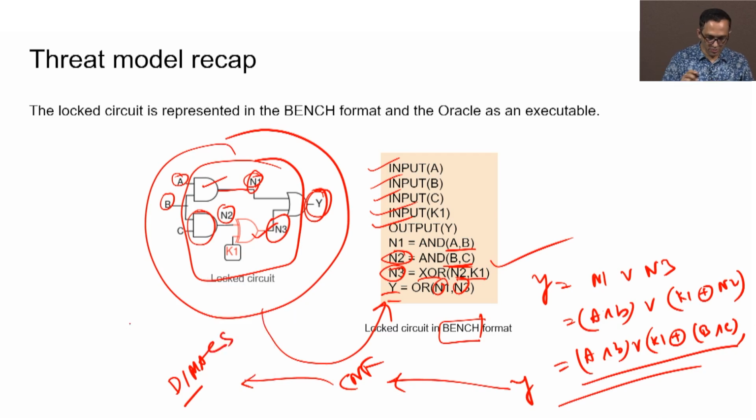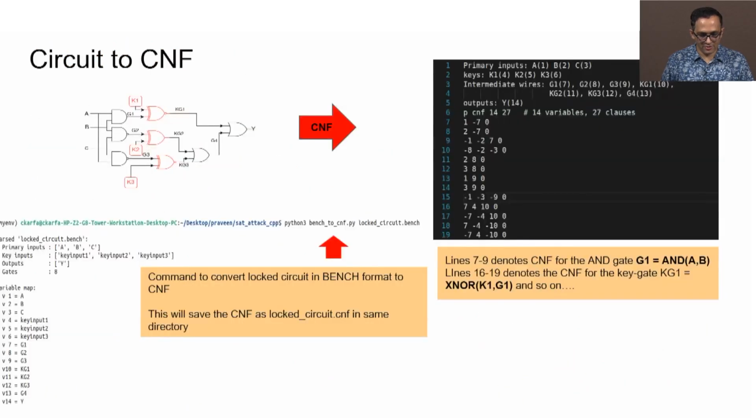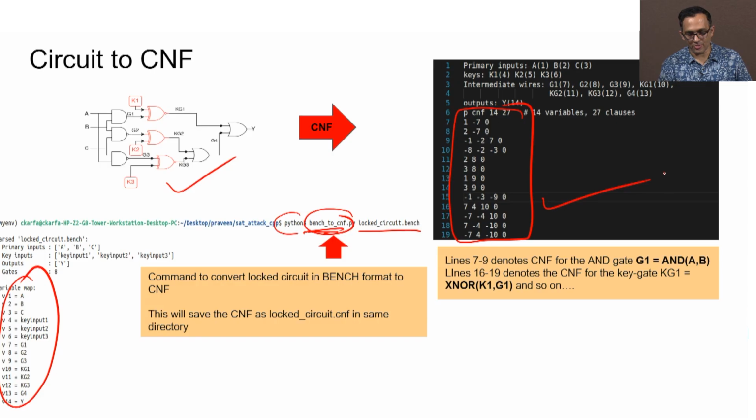The DIMACS format I have shown you in the previous file, something like this. You can write your own program for this because it may not be there in your tool. We have written a small Python code for that, and we have shared this entire thing on GitHub. I will show you the link at the end of the class. If you give this circuit in bench format and run this Python code using this command, you will get this format.